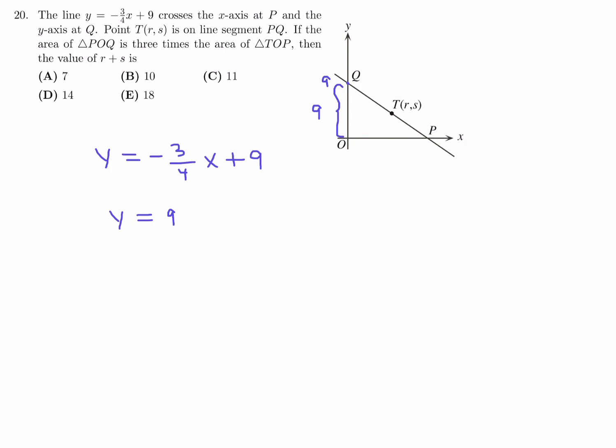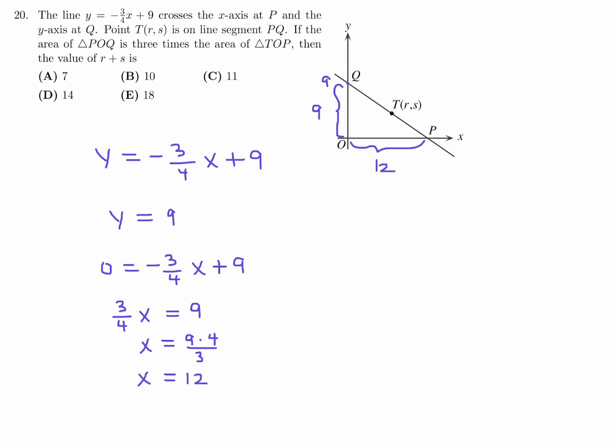Now find the x-intercept, set y to 0, and you get the following. Bring the 3/4 over to the other side, and then x is therefore equal to 9 times 4 divided by 3, and that looks like 3 times 4, which is 12. So this distance is 12. All right, so the first thing I want to figure out is the triangle POQ area. 1/2 base times height, the base is 12, the height is 9, and that looks like 6 times 9, which is 54.